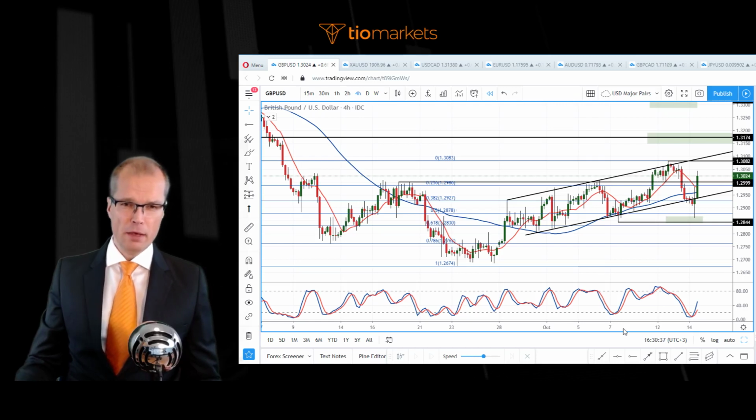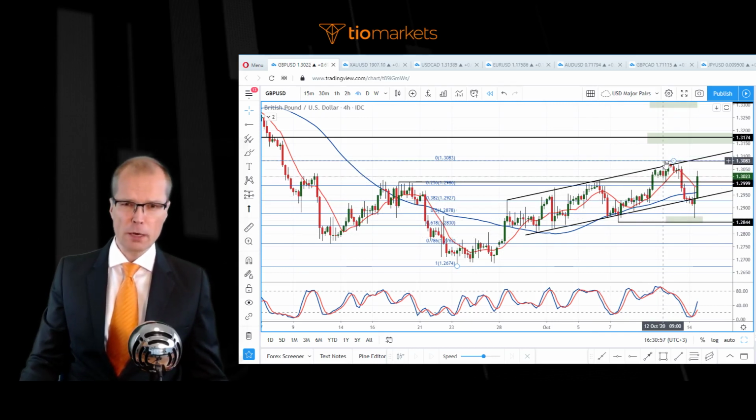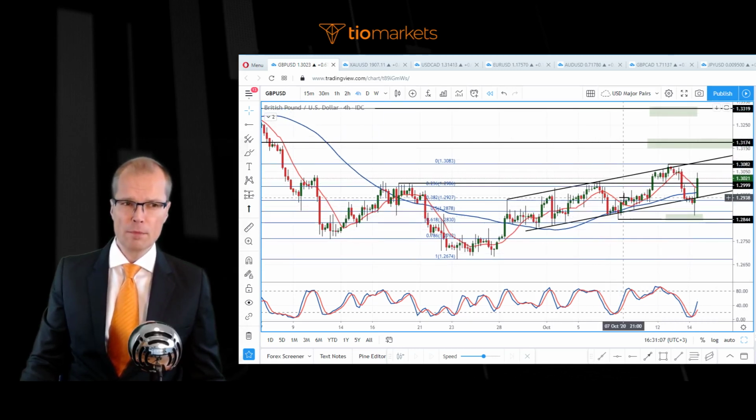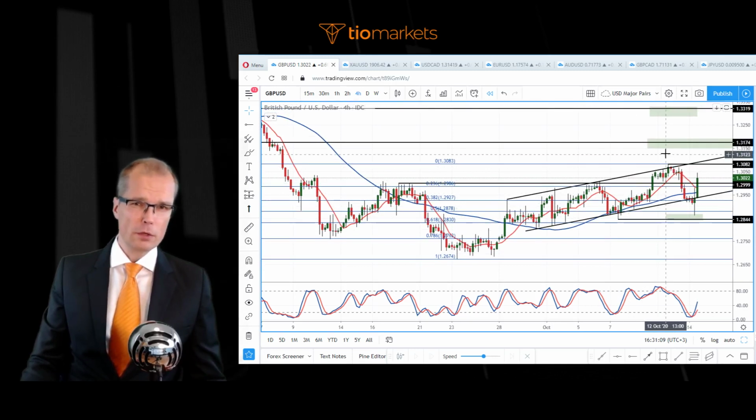So this pair is likely to be either a pair that just moves very slowly and waits for new material, or it might actually have big swings intraday. So if the traders manage to push the market above 30.83, then the next likely resistance area is around here at 31.74, after which we'd be turning our attention to the 33.20 area.